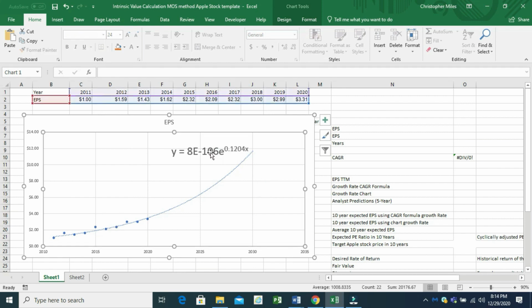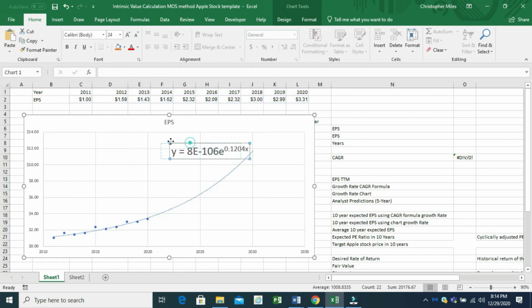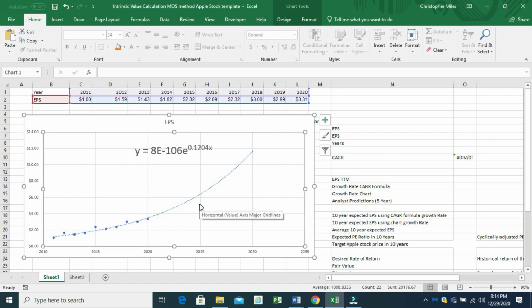And there we go. So now that we have our earnings per share for the last 10 years plotted, we've added a trend line and we've got the equation to the trend line here. What I'm looking for is the consistency in the earnings over the last 10 years. I'm trying to classify Apple: is it a consistent, predictable company, or is it cyclical and a little bit more up and down?